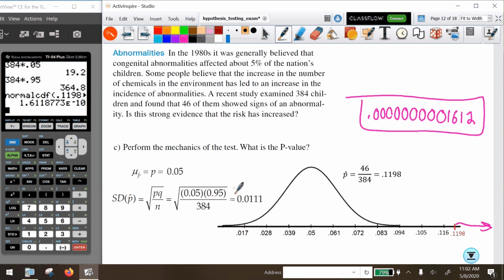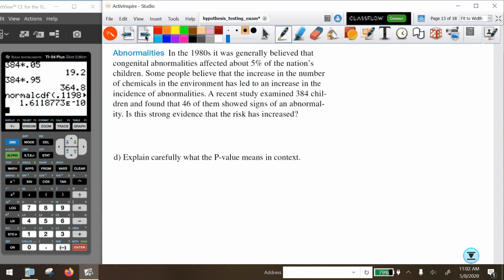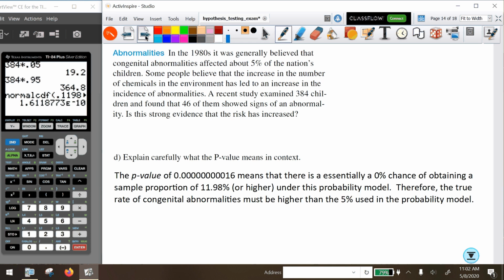So this is almost proof that it is not 5%. So explain carefully what the p-value means in context. The p-value of 0.00000000016 means that there is essentially a 0% chance of obtaining a sample proportion of 11.98% or higher under this probability model. Therefore, the true rate of congenital abnormalities must be higher than the 5% used in the probability model.